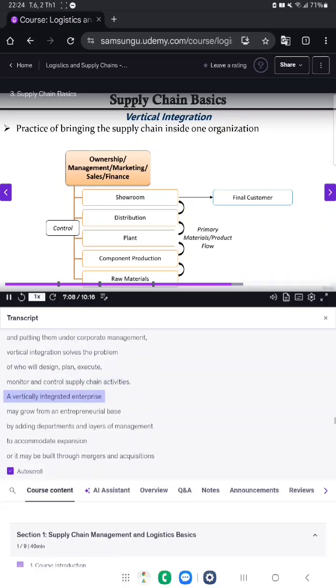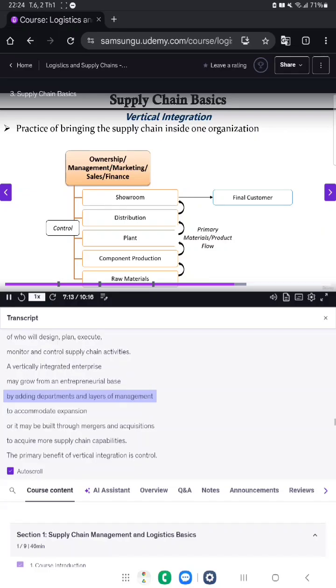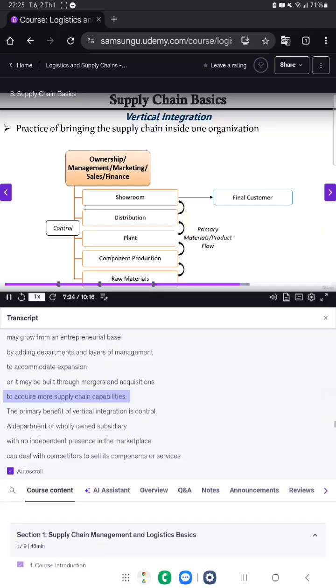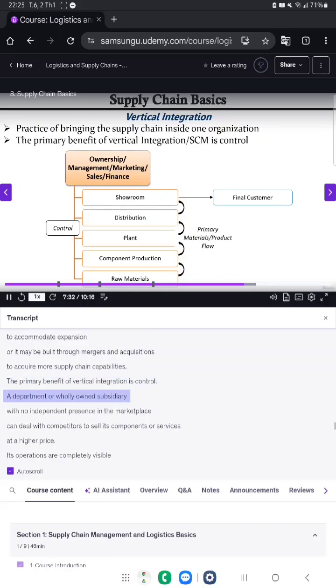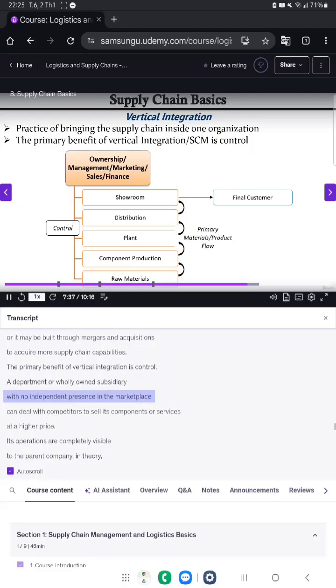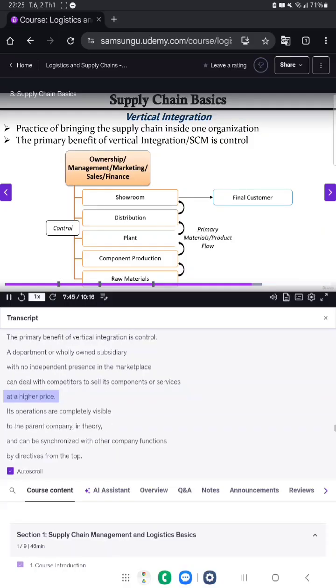A vertically integrated enterprise may grow from an entrepreneurial base by adding departments and layers of management to accommodate expansion, or it may be built through mergers and acquisitions to acquire more supply chain capabilities. The primary benefit of vertical integration is control. A department or wholly owned subsidiary with no independent presence in the marketplace cannot deal with competitors to sell its components or services at a higher price.